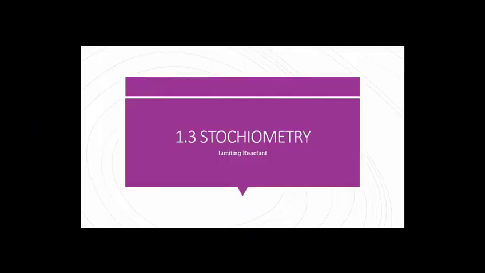Hi guys, welcome back. So today we are going to do stoichiometry. Our focus for today is limiting reactant. Our learning outcomes will be, first, we're going to learn to define what is a limiting reactant. Secondly, we are going to do stoichiometric calculations to determine the limiting reactant in a chemical equation.